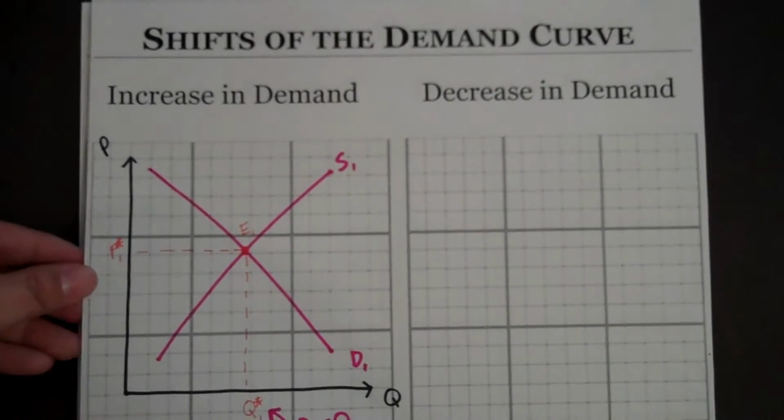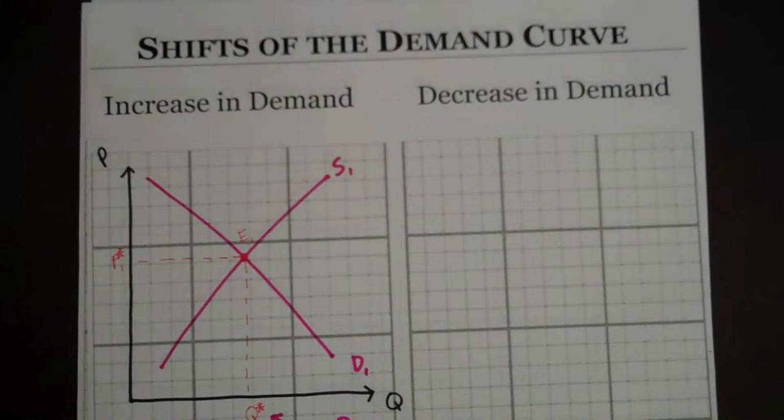We first need to find our equilibrium point, labeled E1. Our equilibrium point is the place where the demand curve and the supply curve intersect. At that equilibrium point, the price is price P1 and the quantity is quantity Q1.